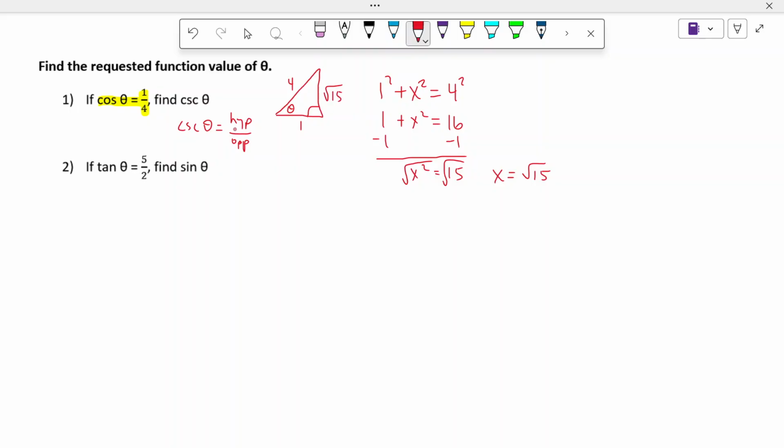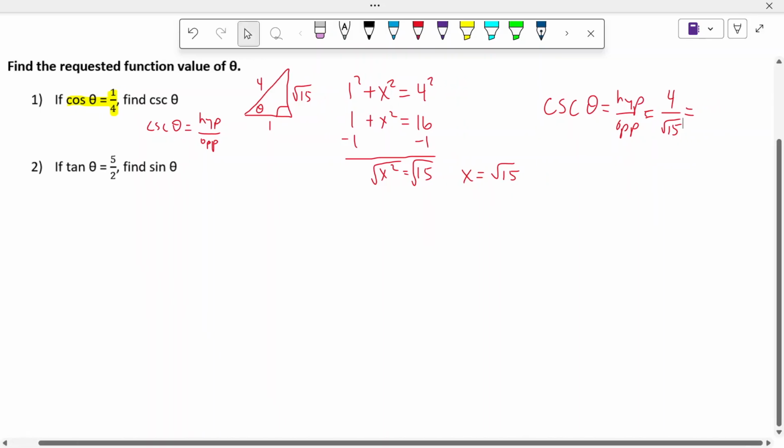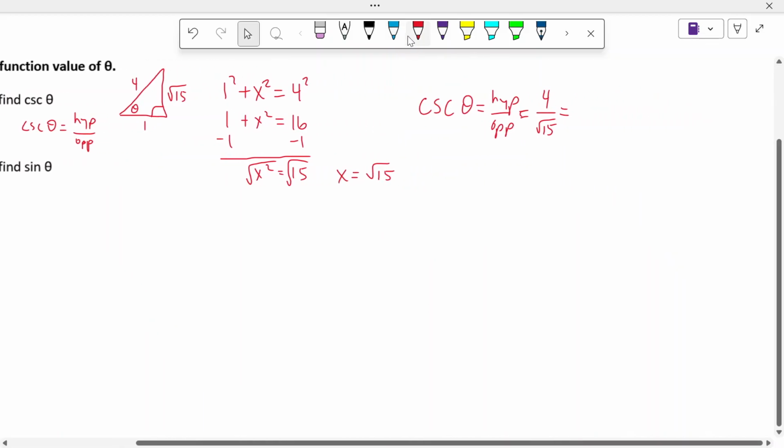And our goal is just to find the hypotenuse over the opposite. So I'll write that over here. We got the cosecant, which is what we want. And it's the hypotenuse over the opposite, and we found the opposite now. We always had the hypotenuse. So it's 4 over root 15. And actually, 4 over root 15, we want to rationalize that. I guess technically we don't have to, but it's always good to rationalize the denominator.